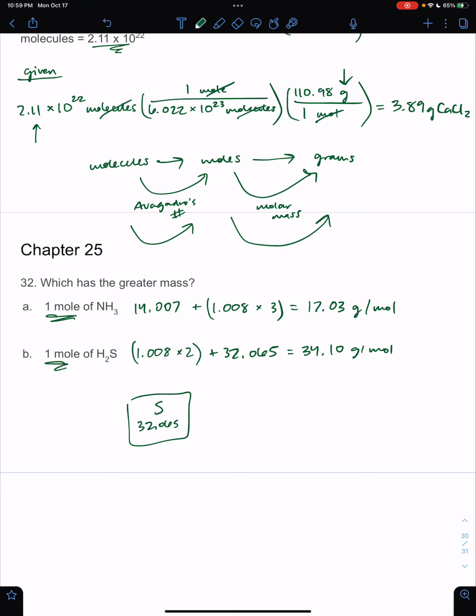Because we have an equal number of moles of each of these, you don't really have to even worry about that. You're just going to compare the gram number, because we're looking for mass. So if you have the same number of moles of each one, then all you have to do is compare the grams. So this one has a higher mass because it has 34.1 grams per 1 mole, versus the other one only has 17 grams per 1 mole. So if you have 1 mole of each, then you have 17 grams of one and 34 grams of the other. So this one is going to have the greater mass.